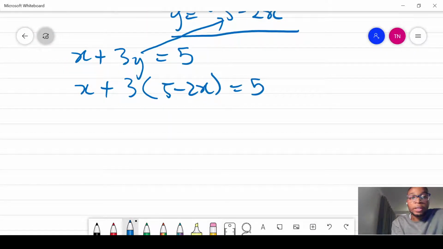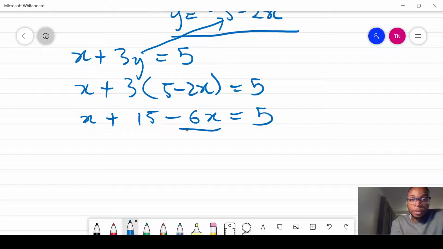And on doing that, you're going to just expand x, then 3 times 5, that is 15, minus 3 times 2, that is 6x, is equals to 5. Then what you're just going to do here is to collect like terms. This term and that term are like terms. So when you collect them, you're going to be left with minus 5x plus 15 is equals to 5.